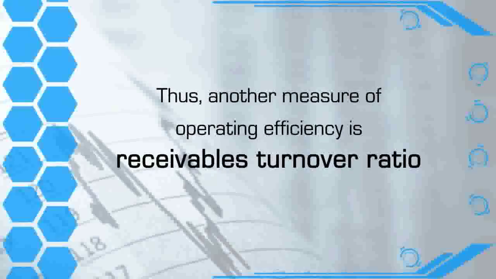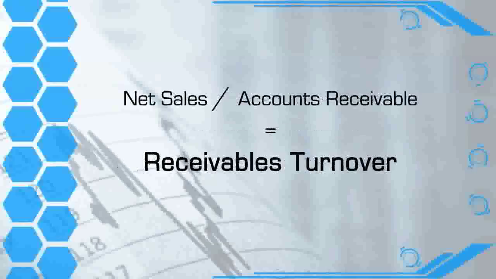Thus, another measure of operating efficiency is the receivables turnover ratio. Calculating receivables turnover is similar to inventory turnover. It is net sales divided by accounts receivable. This ratio provides insight into how effectively the company extends and collects the credit it extends to customers in the form of accounts receivable. And like inventory turnover, it is best viewed in light of how their receivable turnovers compare with other companies in the same or similar business.